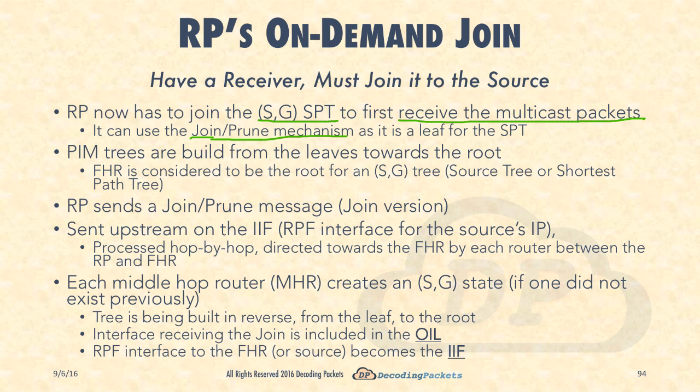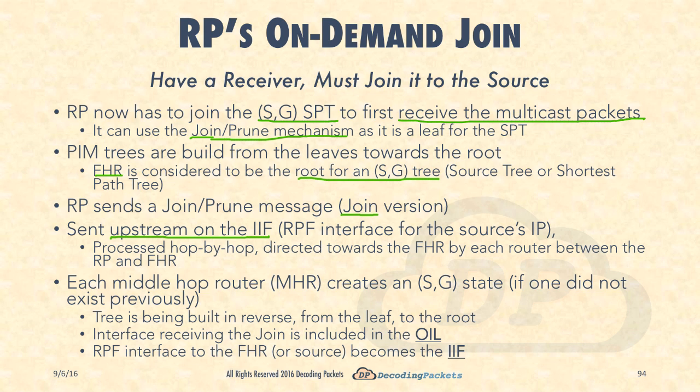So FHR is considered to be the root of this S comma G tree, the source tree or the shortest path tree. The RP will send that join prune message. So once again, this is the join version of that join prune message. And remember how we identified an IIF, or the incoming interface, for the source on that last slide? This message is sent upstream on that IIF. So it is simply the RPF interface on the RP for the source.